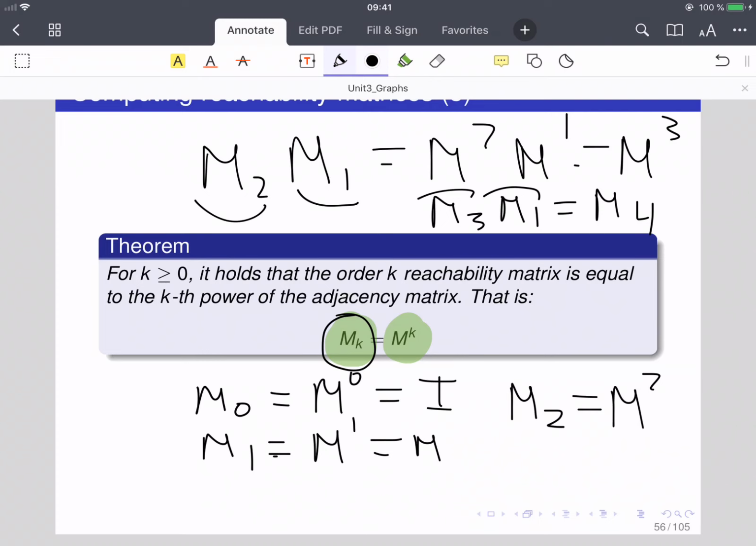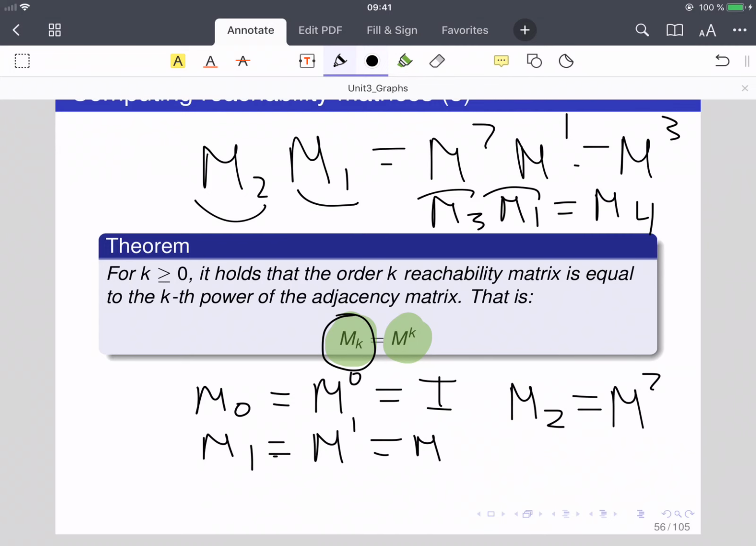Okay, so we compute the multiplication and then we transform any number that we obtain that is greater than 1 into 1, because we want Boolean matrices. Okay, but with this procedure we can obtain the reachability matrix for any k that we want. Okay, but we still have one problem, that it seems that we need to compute all this infinite number of matrices in order to obtain the reachability matrix. Okay, but that is not so.